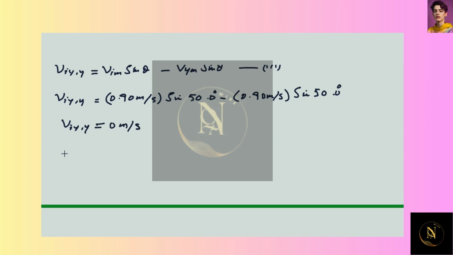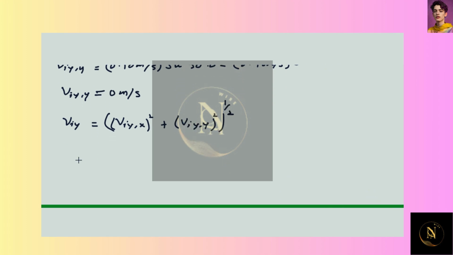Now we know that V_IY is equal to V_IY x whole square plus V_IY y whole square, whole raised to the power 1 by 2. Now inserting the values of these two components into this equation, we can write V_IY is equal to minus 1.16 meter per second whole square plus 0 meter per second whole square, whole raised to the power 1 by 2.